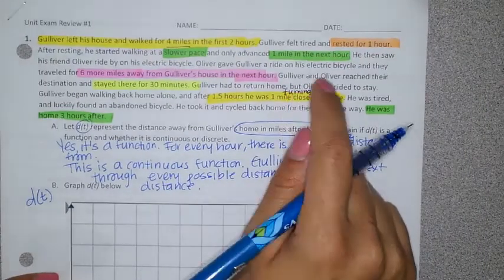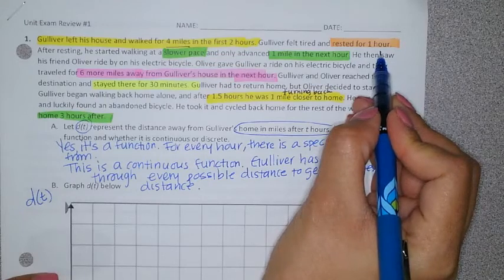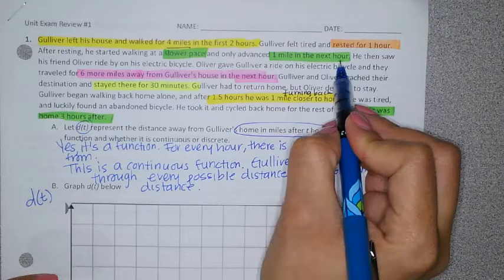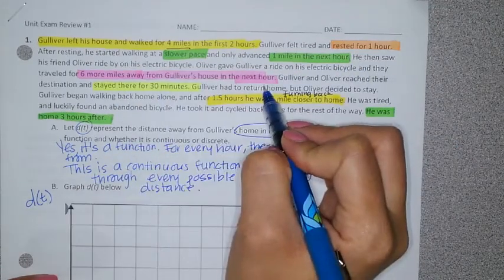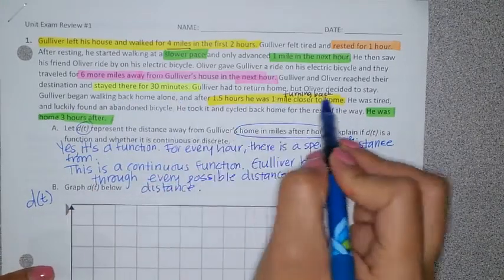The time it took was 2 hours for this, 1 hour for that, that's 3 hours. And then another hour, that's 4 hours. Then another hour, that's 5 hours. 30 minutes, 5.5 hours.